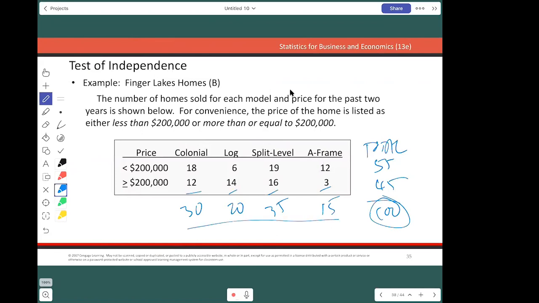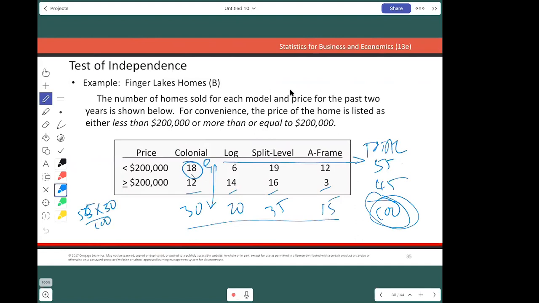So those are our observed frequencies. Now we have to calculate the expected frequencies, which is the row total times the column total over the overall total. If I want to calculate the expected frequency for colonial and under 200,000, what is my row total? My row total is 55. What's my column total? 30. What's my overall total? 100. So it would be 55 times 30 over 100.